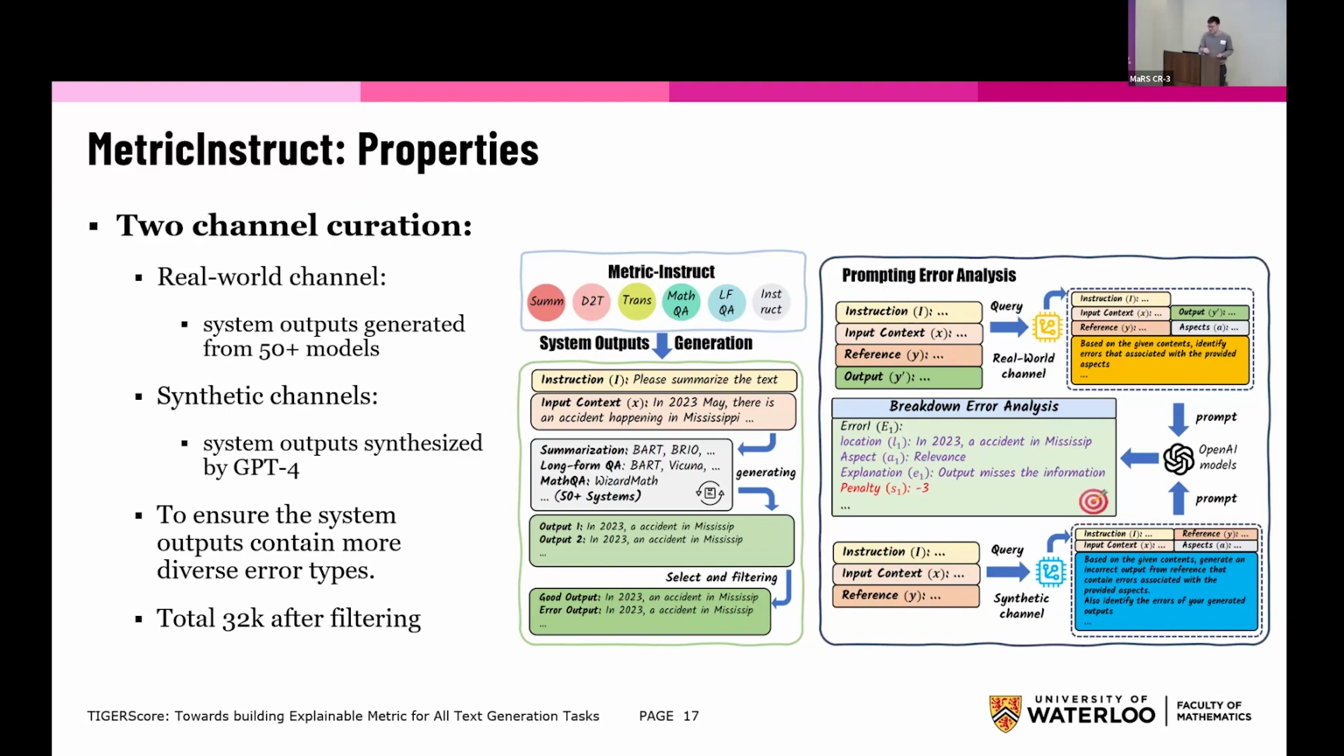This ensures that the synthetic channel can generate more incorrect outputs that contain broader categories of error types. We want the outputs to contain as many error types as we want, so that the datasets are very diverse. After these two channels and filtering, we get 32K data.